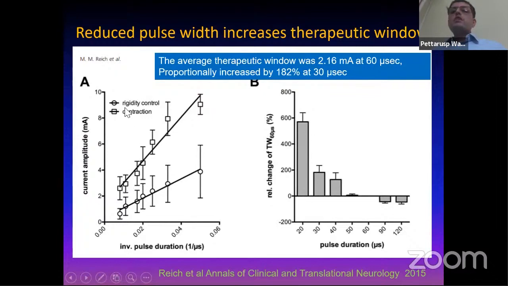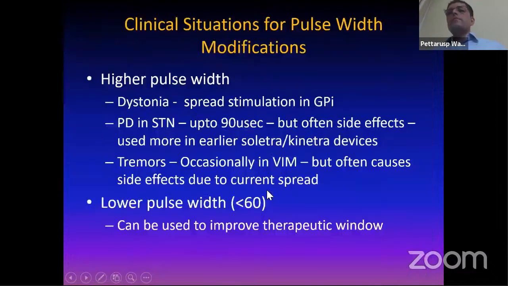And this is rigidity control versus contraction. And the same thing changes here. Current in amplitude and pulse duration are inverse. So higher pulse widths are useful in dystonia. In Parkinson's, rarely do we ever go above 90, as I mentioned. In tremors, occasionally in the VIM, you can increase the pulse width, but the current may spread and you might get side effects. I think the bigger focus is on lowering the pulse width.